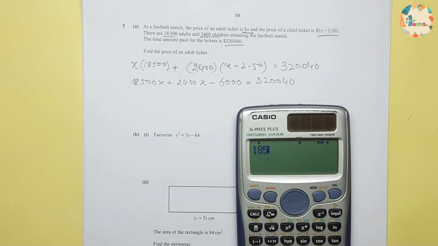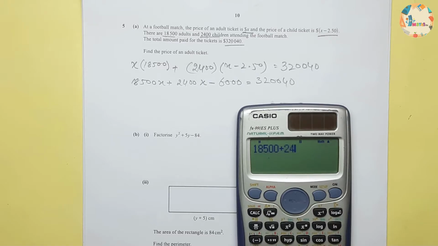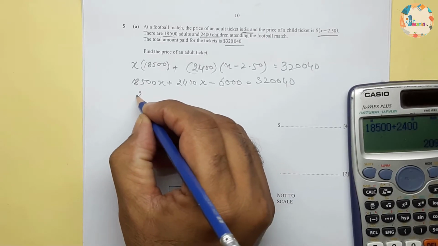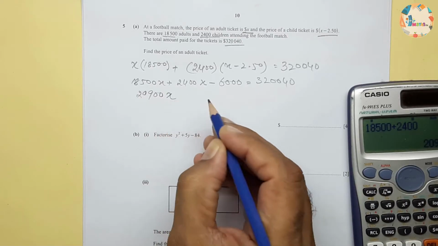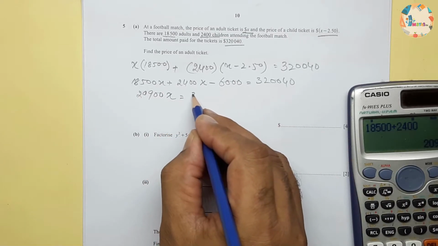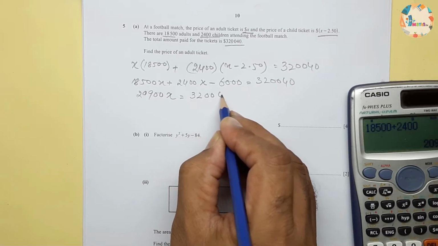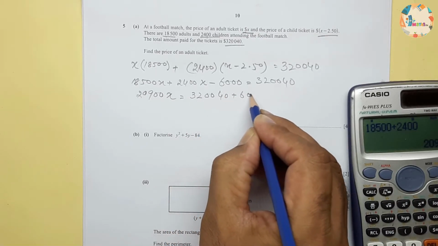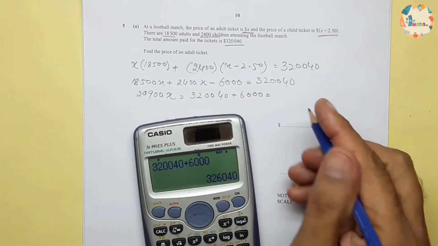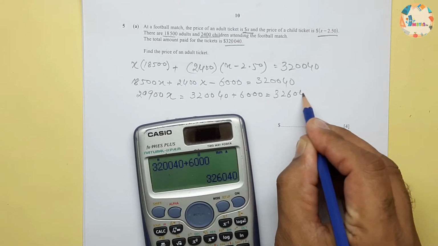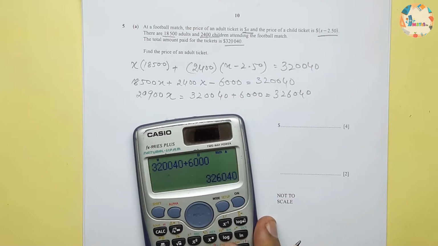So 18500 plus 2400 will be equal to 20900. So 20900X will be equal to, this one we can shift to the other side, so 320040 plus 6000, and this will be equal to 326040.